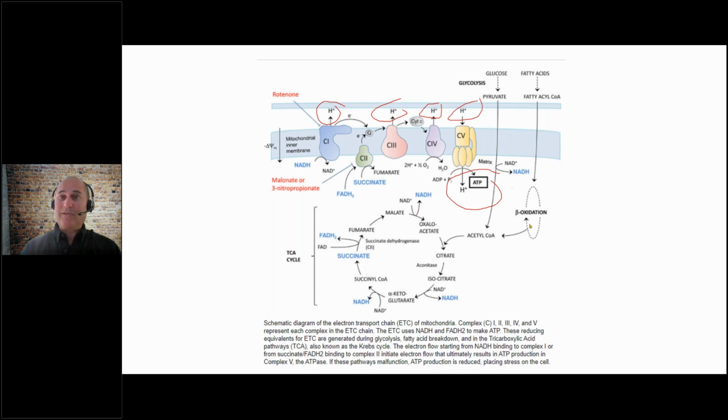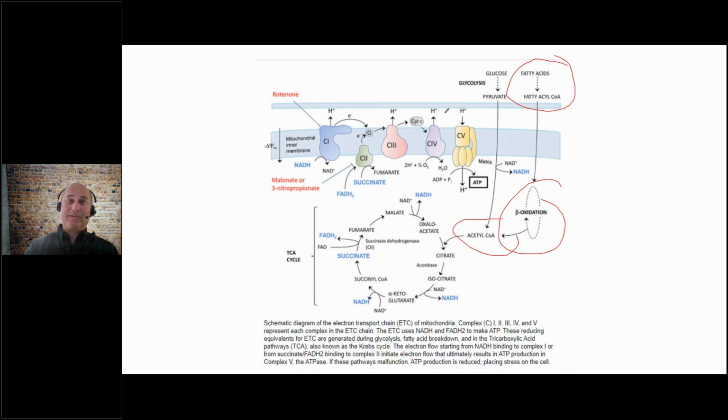And then there's another little process over here, which is important: fatty acids, a fatty acyl-CoA, and beta oxidation. That's the burning of fats for energy. And then, of course, the burning of glucose for energy. Glucose converts to pyruvate. And then here's our citric acid cycle right here.